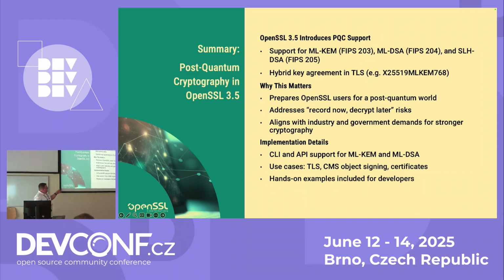We try to address "record now, decrypt later", which is the common thing everyone is asking about. And we know that especially the US government is forcing everyone to use post-quantum by 2030. So everyone will have to upgrade to be post-quantum ready. I've shown how to use it in the CLI and in the API. I think it's easy, it's not that hard. Just download OpenSSL. It's free, it's open source. Compile it. Use it. Easy.